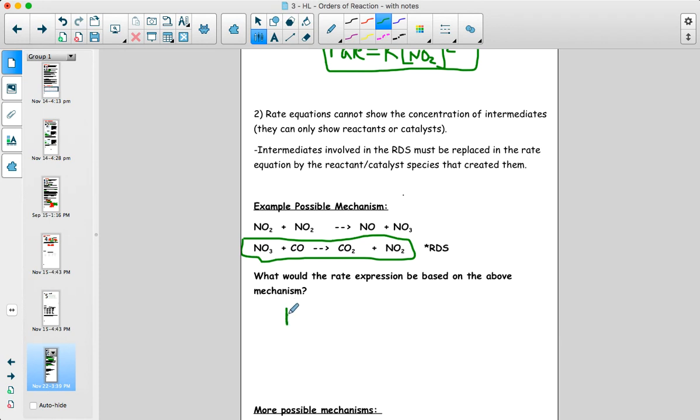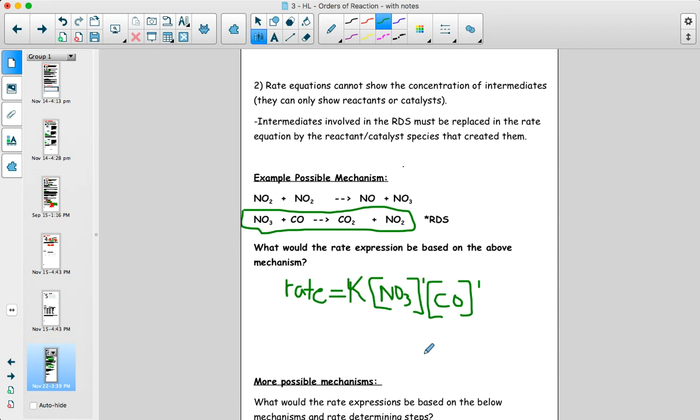So initially I would write down rate equals k, and then I'm going to put the concentrations of the reactants in the rate determining step. So that would be NO3, and there's only one NO3 in that rate determining step, so I'm going to raise it to the first power. Again, you don't really need to write the 1. Raising something to the first power is implied without writing it, but it doesn't hurt to write it just to be extra sure that it's a first order reactant. And carbon monoxide is used once in the rate determining step, so I would use that one there. Okay, so this would be the rate expression.